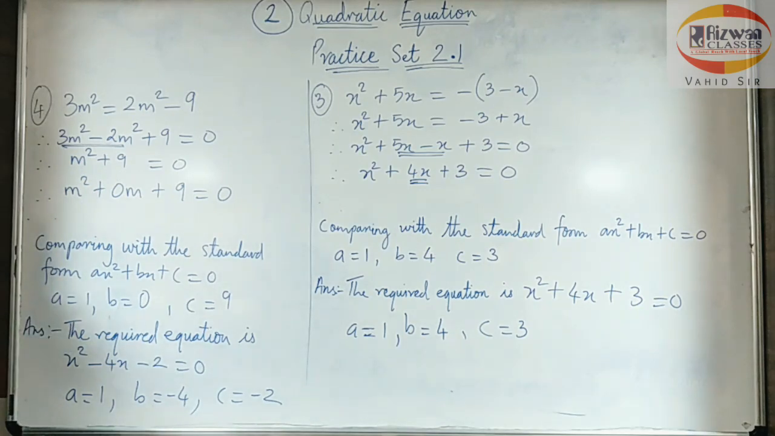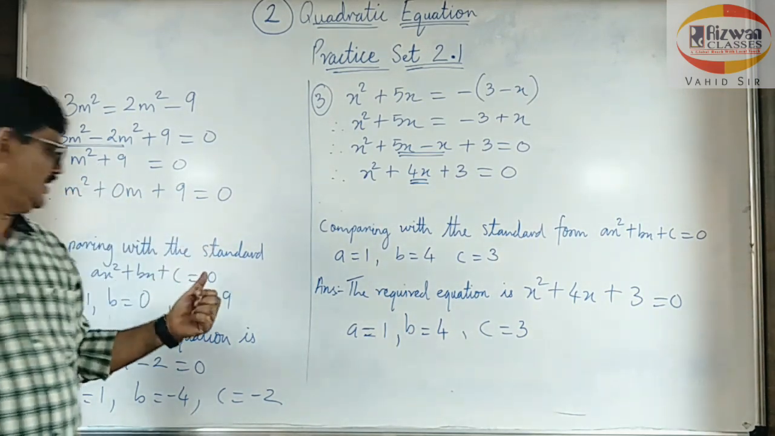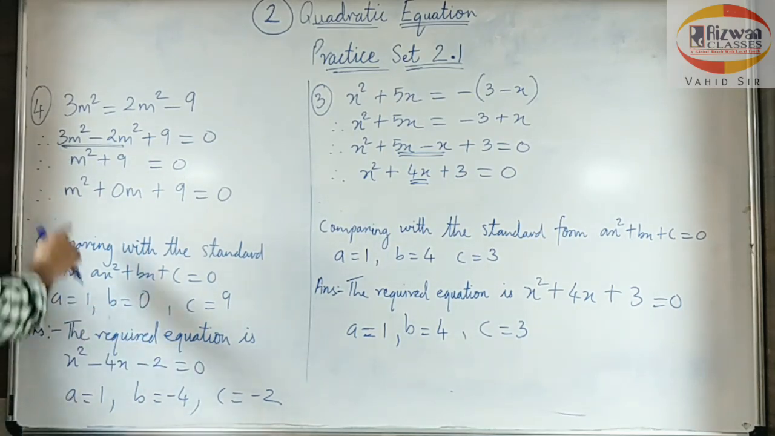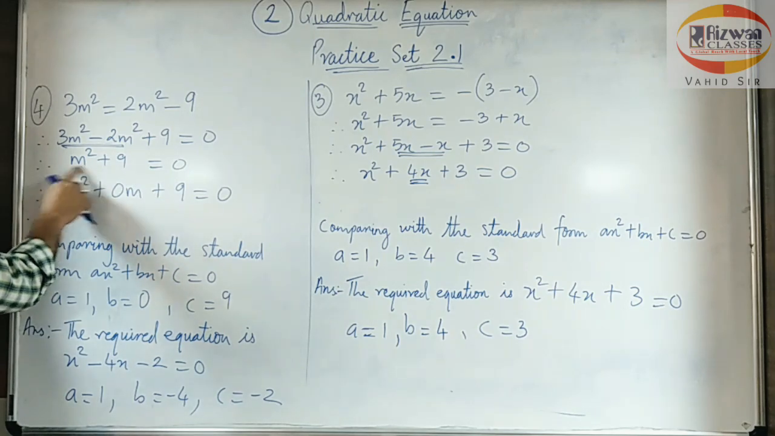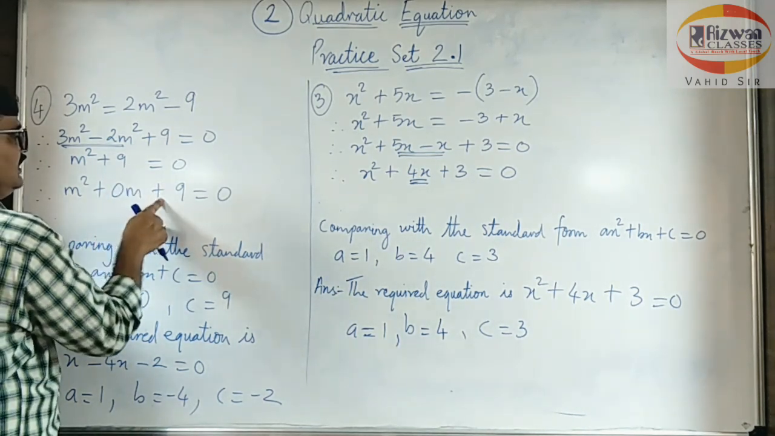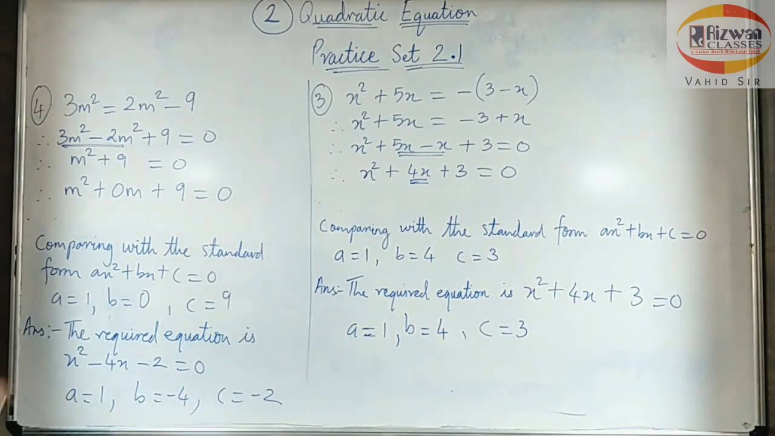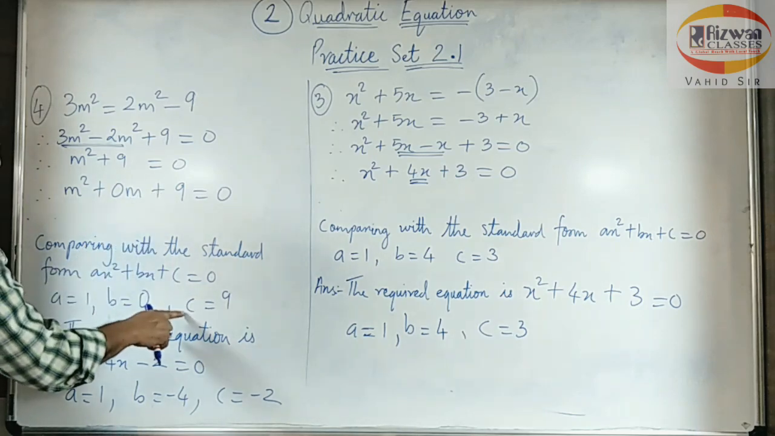Now you can see in this sum that m square plus m something is missing. If there is a missing part, you can write it as 0m. You have ax square plus bx plus c. This is your ax square, but where is the bx? bx is not there in this equation. So you have to take it as 0m plus 9 is equal to 0. So I have to compare: a is equal to 1, b is equal to 0, and c is equal to 9.